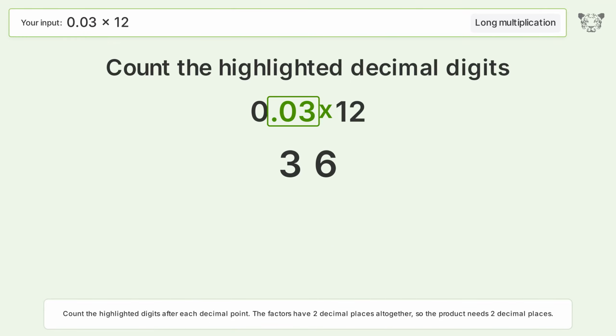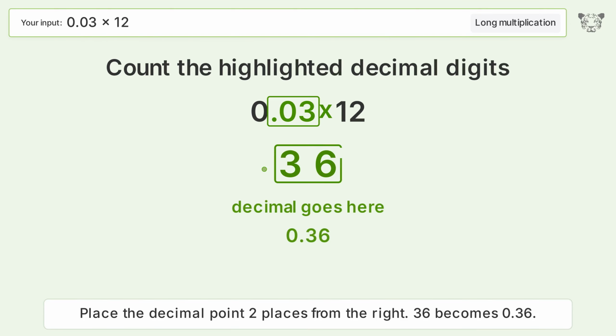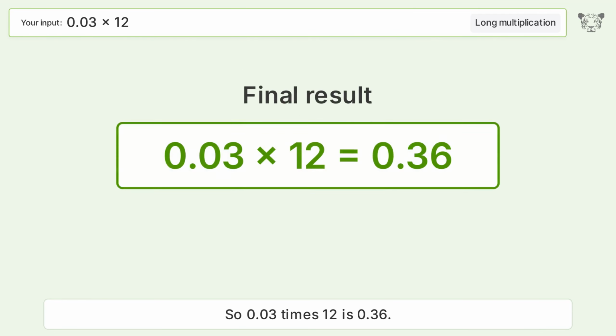Count the highlighted digits after each decimal point. The factors have 2 decimal places altogether, so the product needs 2 decimal places. Place the decimal point 2 places from the right. 36 becomes 0.36. So 0.03 times 12 is 0.36.